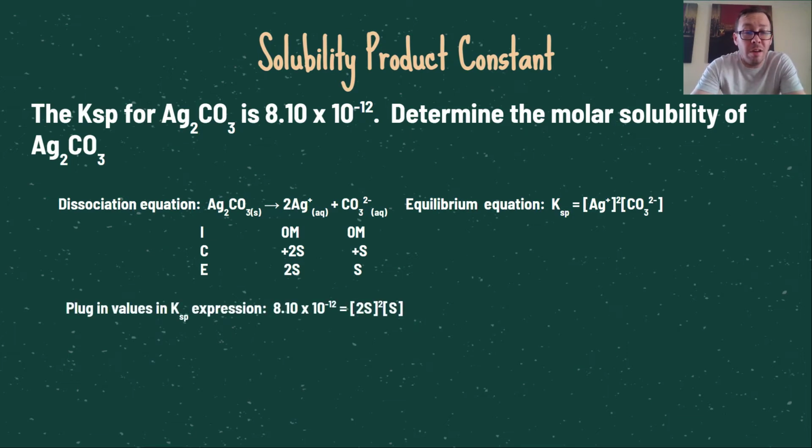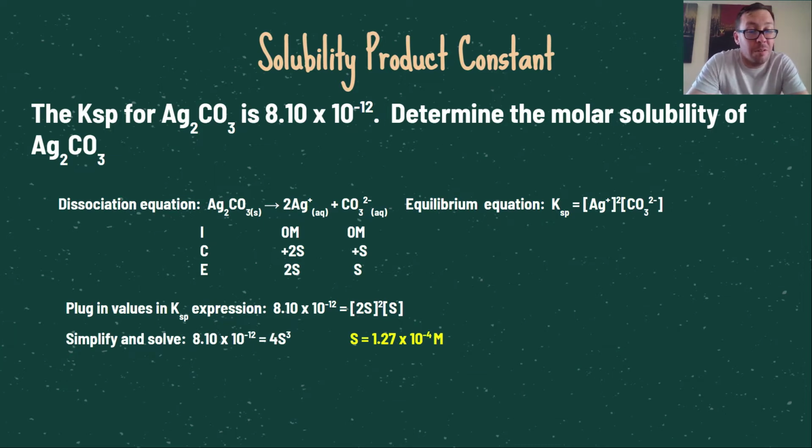So 2S squared is going to equal 4S squared, times S gives us 4S cubed. And we set that equal to 8.10 times 10 to the negative 12th. And so our molar solubility, or S, is equal to 1.27 times 10 to the negative 4th. Now, if I want to determine what the concentration of each ion is in solution, I'd plug those back into the equilibrium concentrations. So, for example, if I want to know how much carbonate ion I'm going to have, it's just S. So that's 1.27 times 10 to the negative 4th.